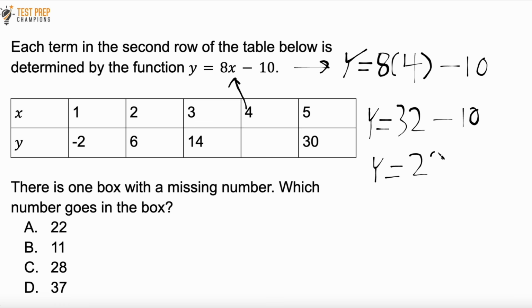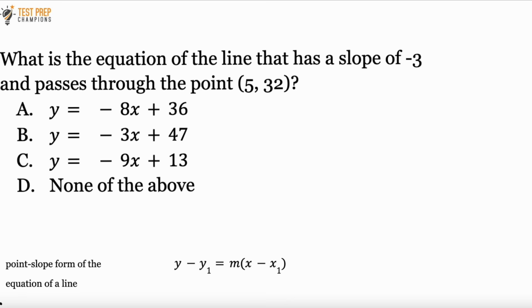Y equals 22. What is the equation of the line that has a slope of -3 and passes through the point 5, 32? Now on screen here I have the formula. It's point slope form of the equation of a line. Y minus y1 equals slope times x minus x1. And you could find this formula on the formula sheet when you go in to take your test. I'm just providing it now for the sake of time since we're just practicing.